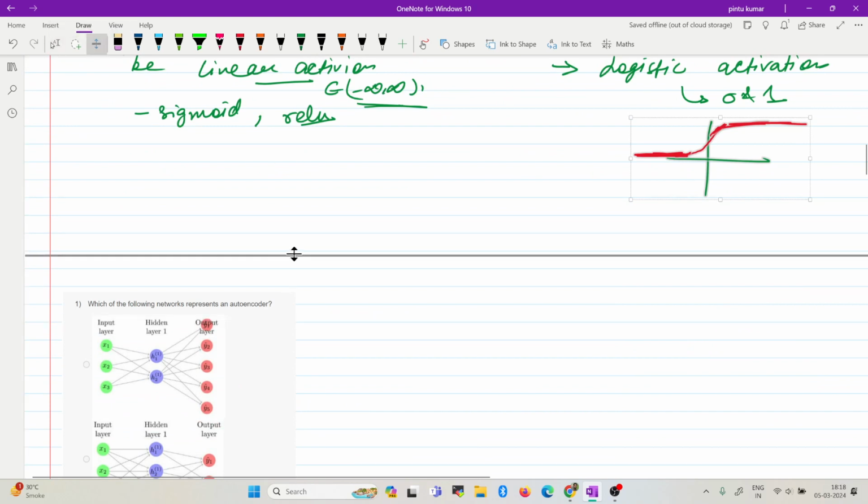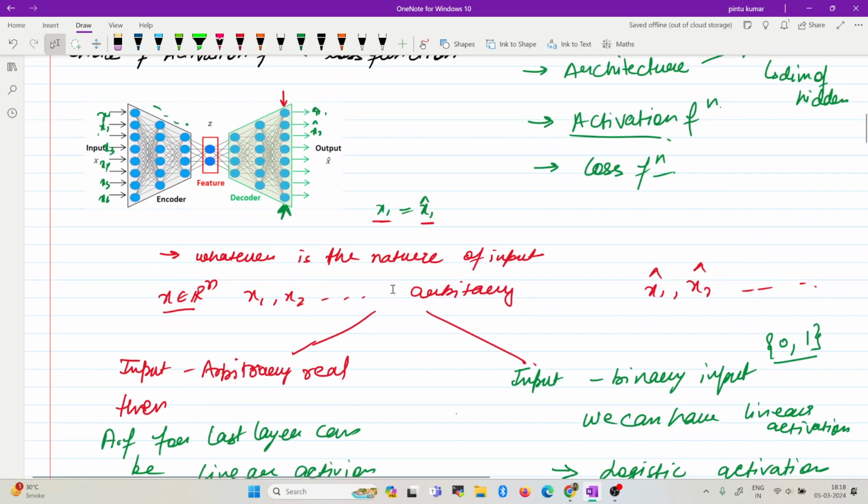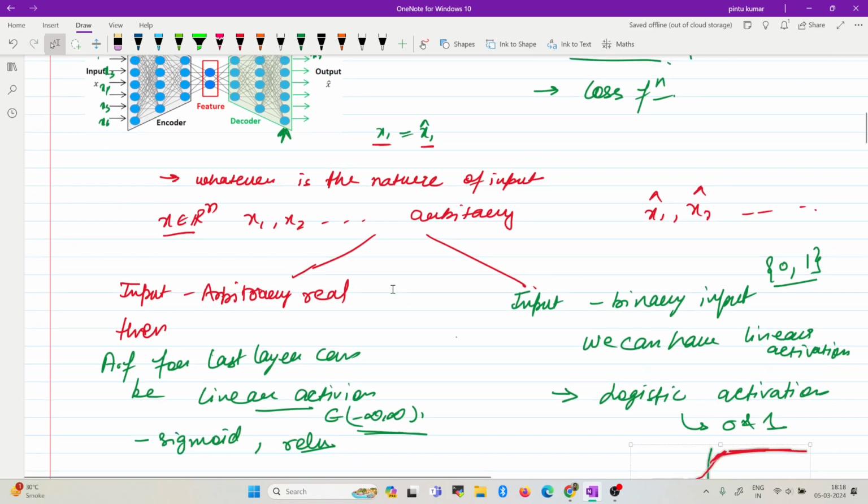Sir, in case the input neurons are different from the output layer neurons, in that case we cannot call it an autoencoder, isn't it? Am I right? Yes, because in an autoencoder what we want is that the output layer should match with the input layer. Okay, fine. Okay, sir. Thank you.